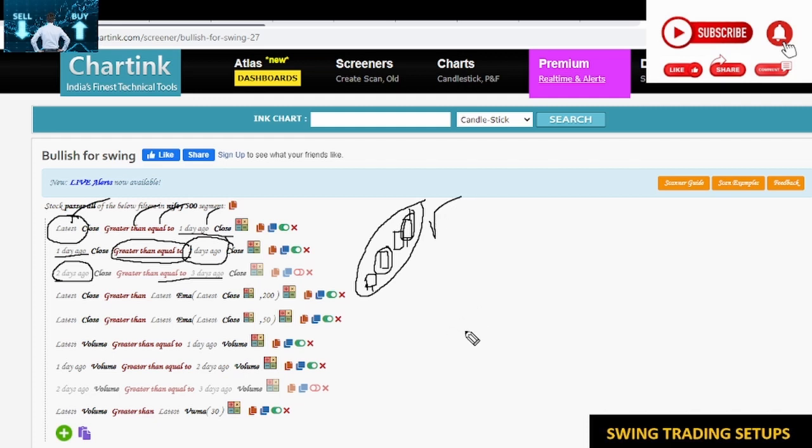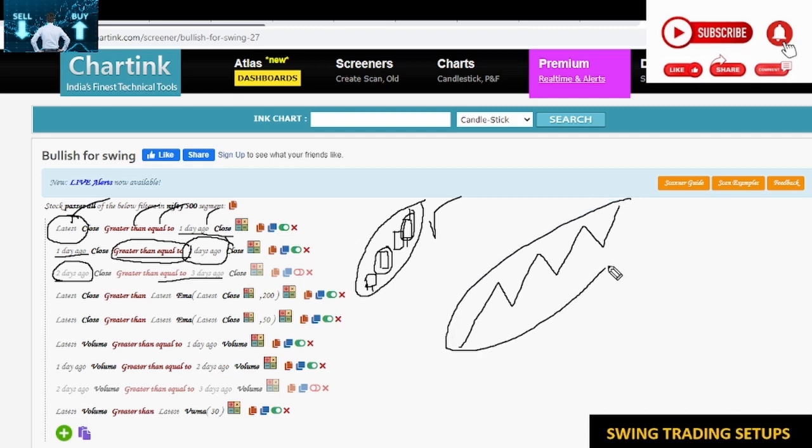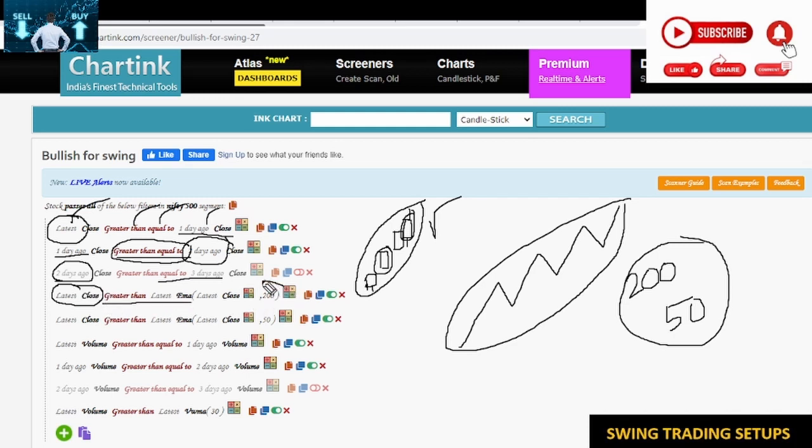Now we want to see that the stock is in an uptrend. For that, we know that if the stock is moving above the 200 EMA, exponential moving average, and the 50 EMA, then the stock is in an uptrend. So for that, I have included that the latest daily close should be greater than the latest 200 EMA. This you can easily find. You can take a screenshot or watch the video again and make your scanner side by side.